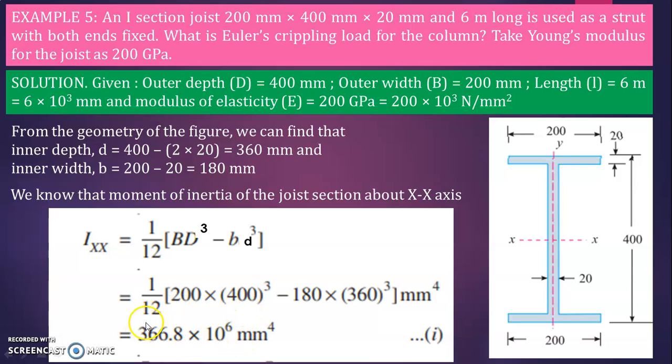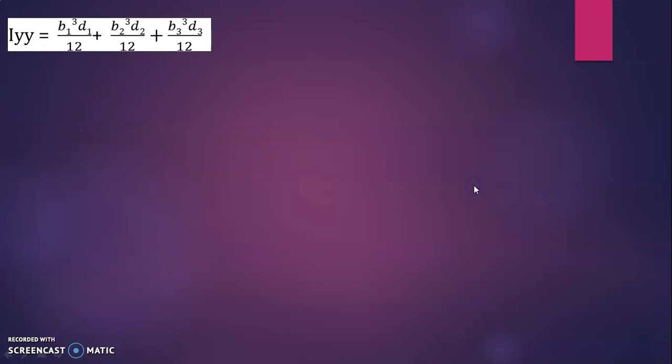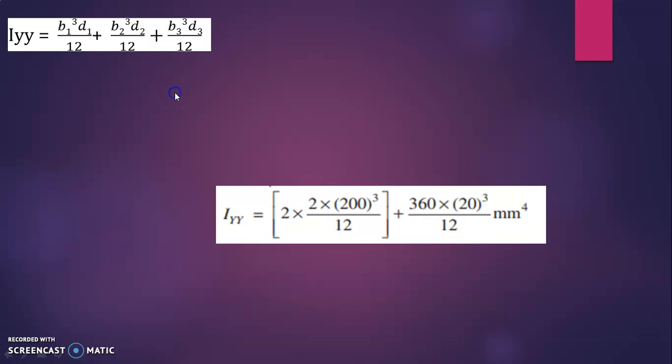This is Ixx. Now you have to calculate Iyy. That is the same method I taught in the T section, that is B cube D divided by 12. Here there are 3 sections, so 3 times you have to write B1 cube D1 divided by 12 plus B2 cube D2 divided by 12 plus B3 cube D3 divided by 12.